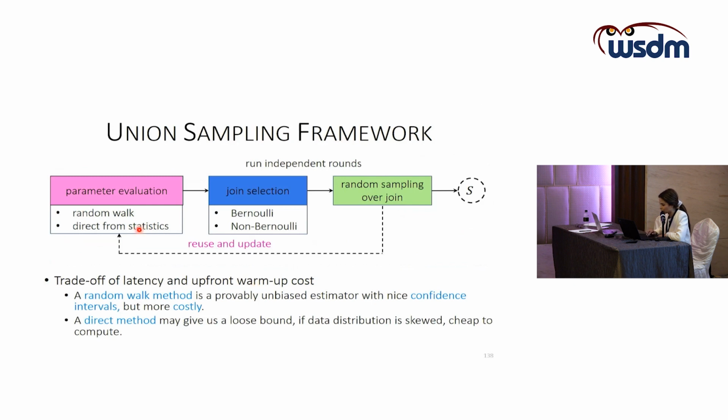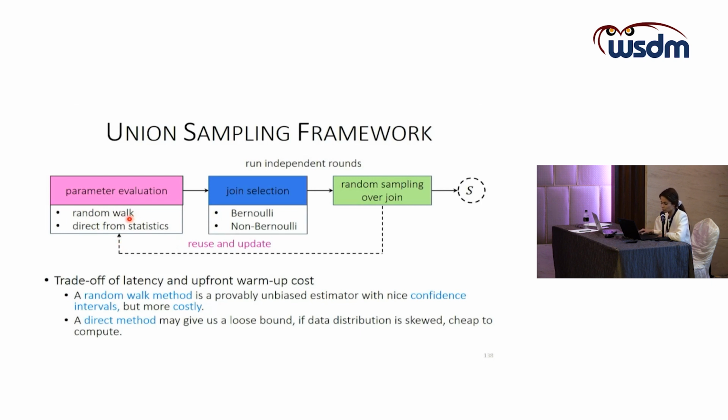So now, how we do the parameter evaluation, we have different ways of instantiating this framework. For parameter evaluation, which is estimating the size of the join and estimating the SAT union of joins, we have a direct way of estimating the parameters using statistics, which is a histogram of the data, which is basically what's available to most query optimizers. This bound is biased, especially when we have skewed data. So it could be very loose when we have skewed data.